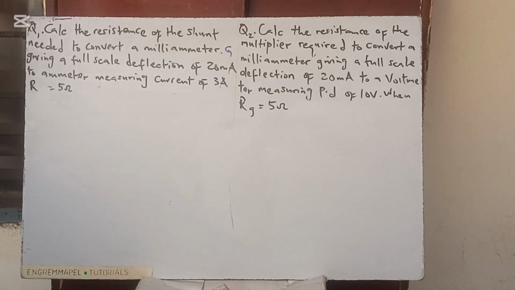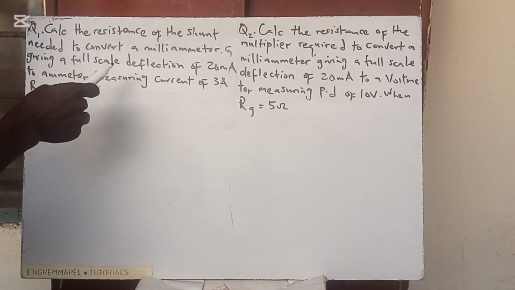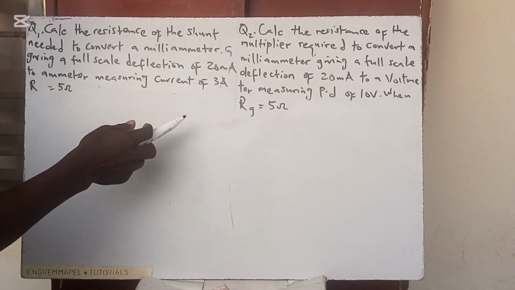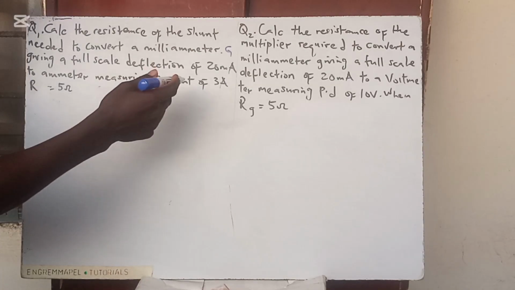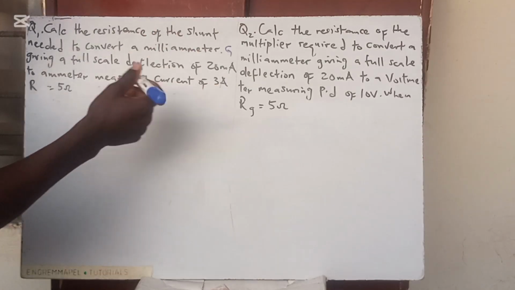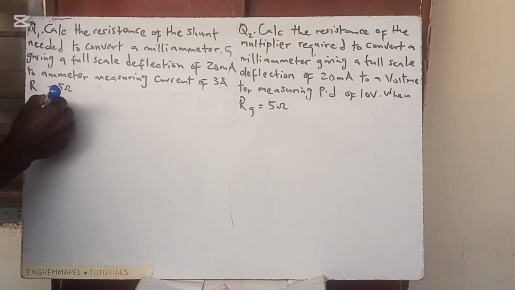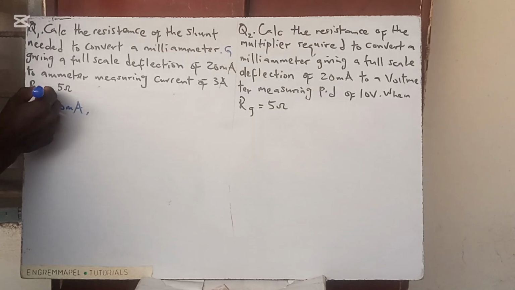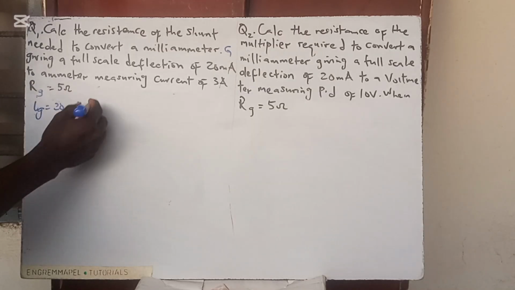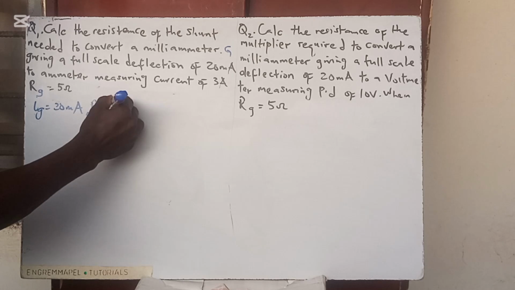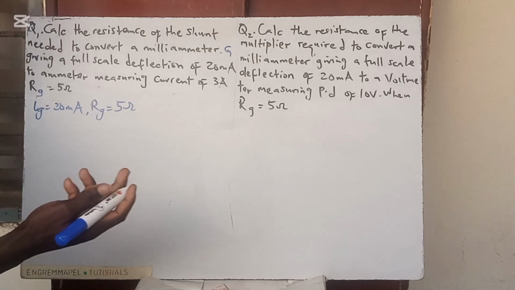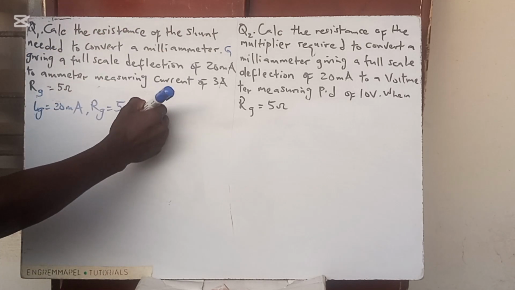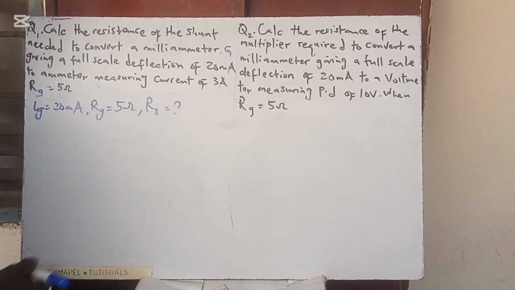So moving to the question part here, I have to calculate the resistance of the shunt resistor needed to convert the milliammeter, giving a full deflection of this. The milliammeter is known as the galvanometer. So I will say the current of the galvanometer is 20 milliampere. We have been given the current and resistance of the galvanometer here. The resistance of the galvanometer is 5 ohms. We have to calculate the resistance of the shunt. The resistance of the shunt is what we are looking for.